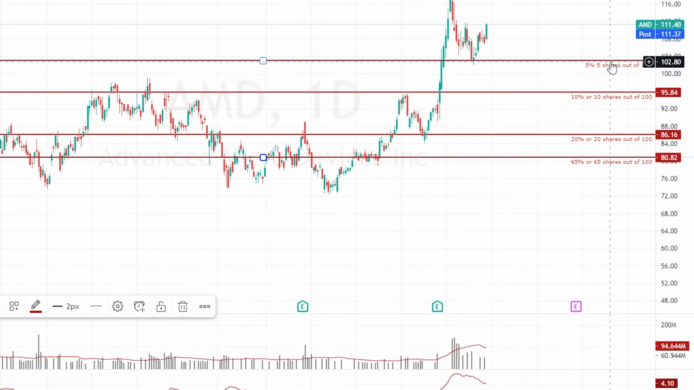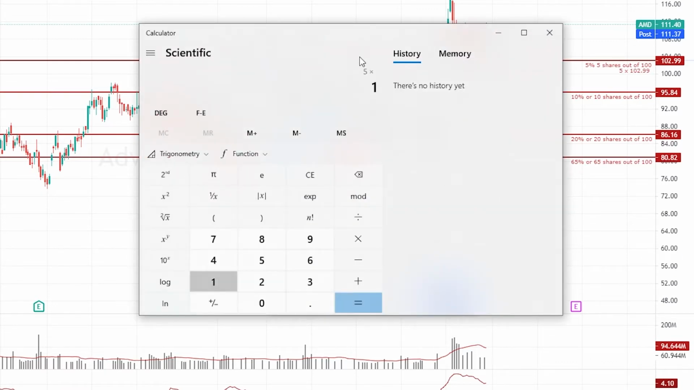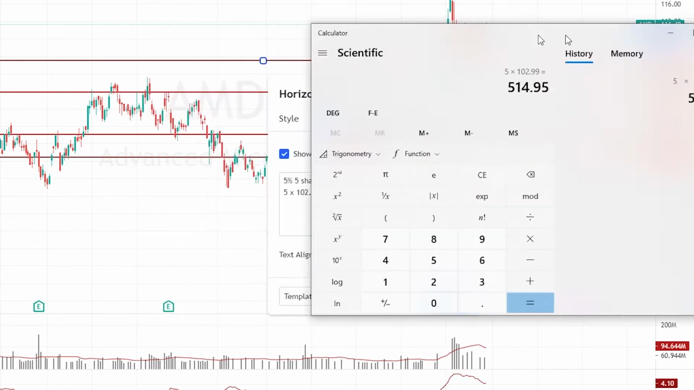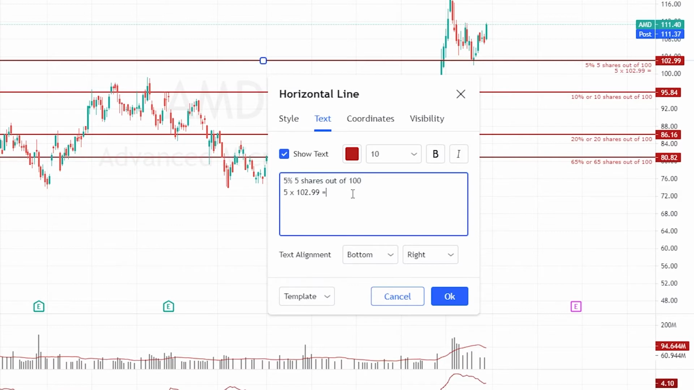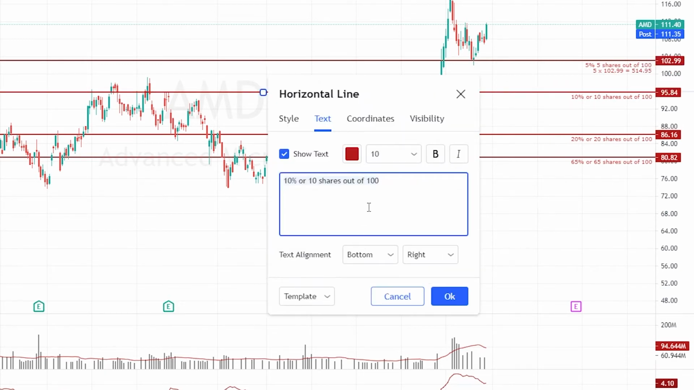Now, what I do is you take the first leg and you calculate 5 times 102.99, because that's the price. So this will be 5 times 102.99, which equals $514.95. That's your first leg, and that's what it would cost you to buy those 5 shares. The second leg, it's going to be 10 shares at $95.84, which equals $958.40, right?